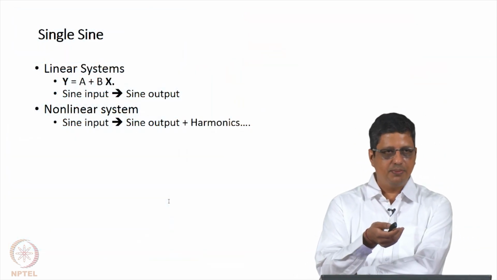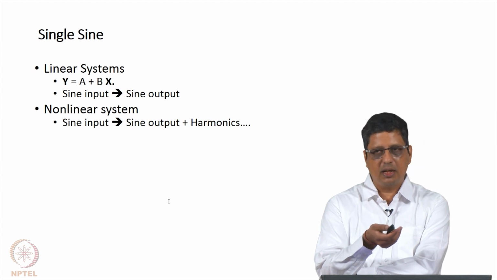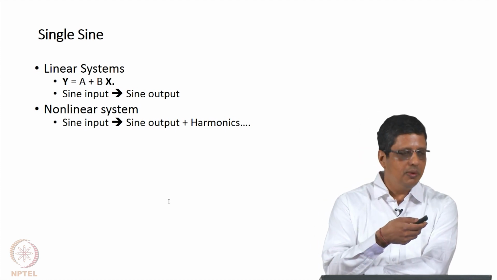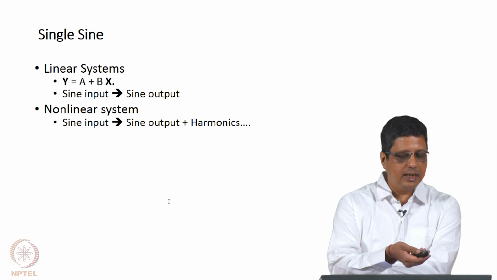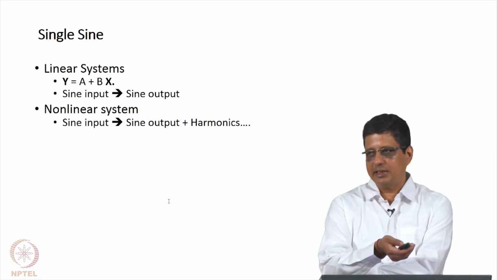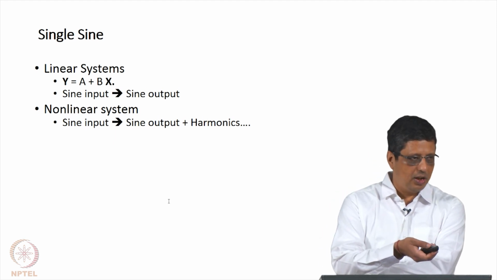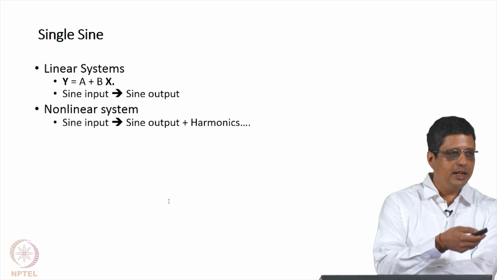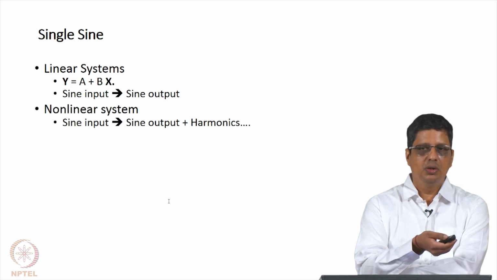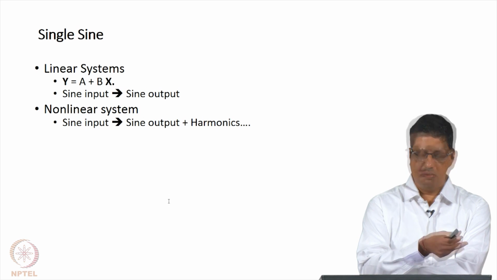I think all of us are familiar with the linear system. When you have a relationship saying y equal to a plus bx, x can be a vector, y can be a vector, you give a sinusoidal input, call it x, the y will be a sinusoidal output, with a constant offset, with a phase difference, that is okay, but it is going to be sinusoidal. When you have a nonlinear system, a sinusoidal input will give a sinusoidal output plus harmonics.